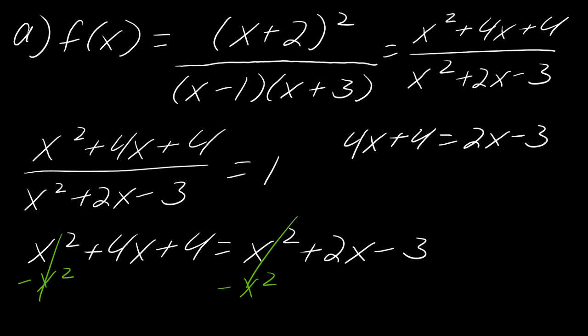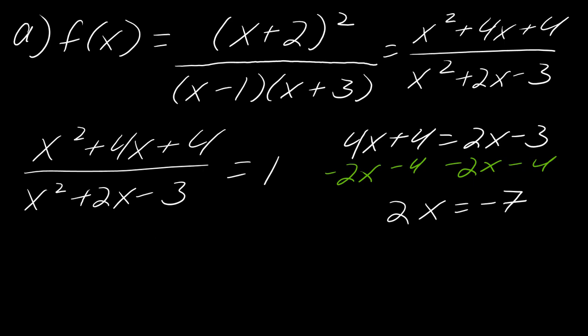I'm going to subtract the x's to one side, and I'll subtract the 4 to the other side. So I get 2x equals -7. So let me clear some space.